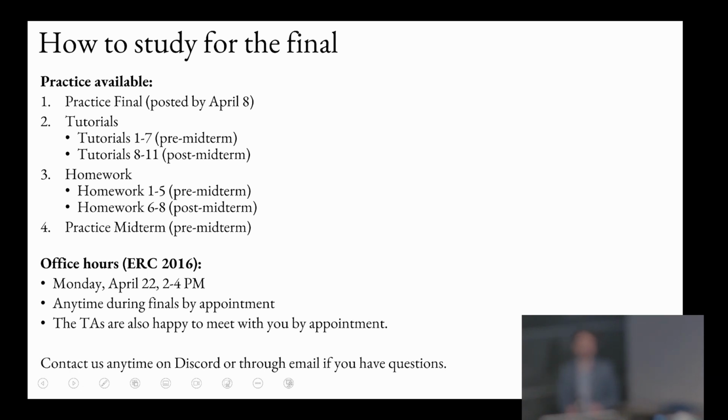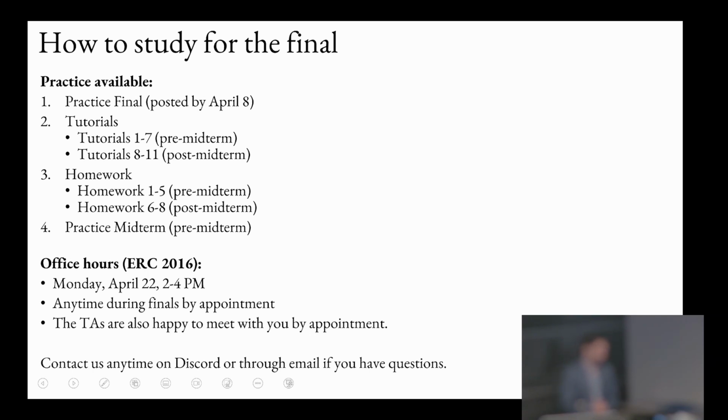So you have a lot of options, ways to practice for the final. I'll give them in order of what I would do if I was studying for your final. The first thing I would do is look at the practice final. I'm going to post that by next Monday. That'll be your best. The practice final will be basically post-midterm stuff. I've already given you a practice midterm, so you can use that to practice your pre-midterm stuff. But for post-midterm stuff, I'd look at the practice final.